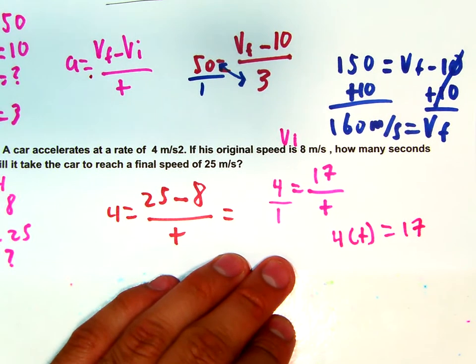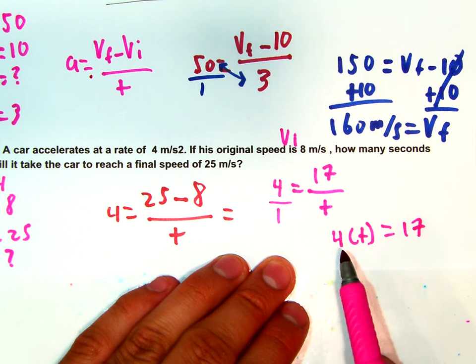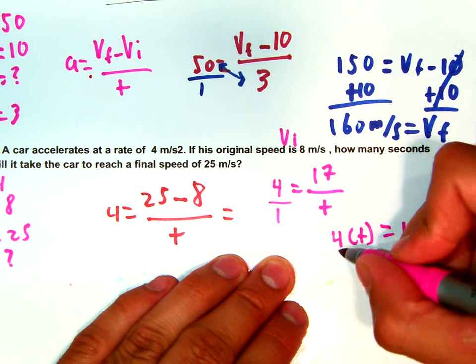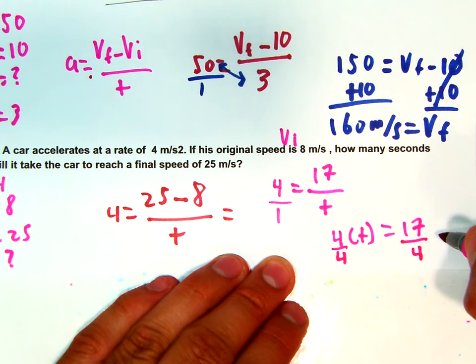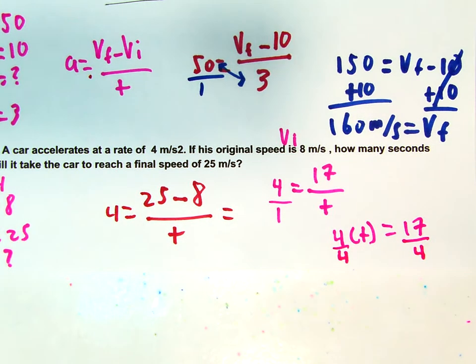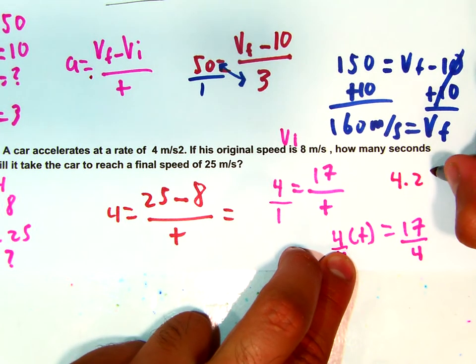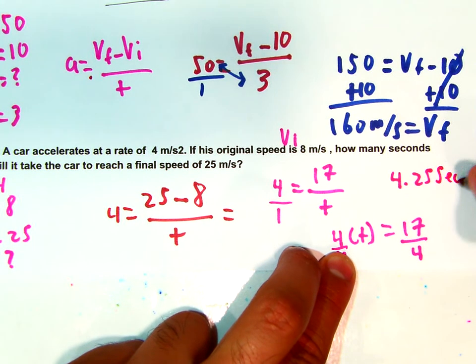Now we're almost there. How do I get T by itself? Right now I'm multiplying by 4, so I need to get that on the other side. What's the opposite of multiply by 4? Divided by 4. 17 divided by 4. You put that in your calculator. Gives me 4.25. So my answer is 4.25. What are my units? Well, I was looking for time, so it is seconds.